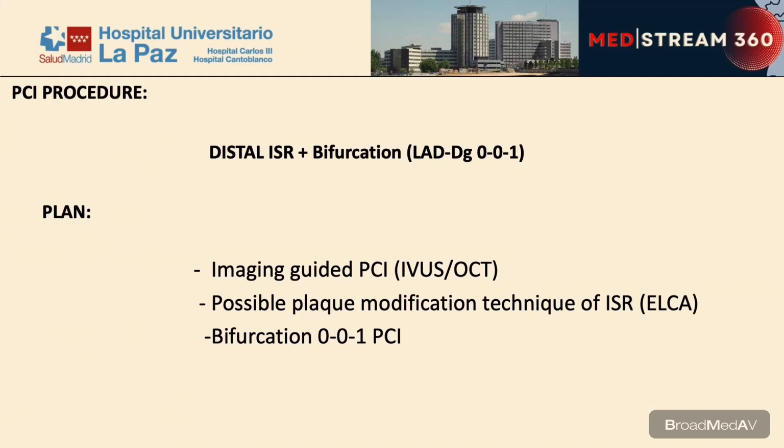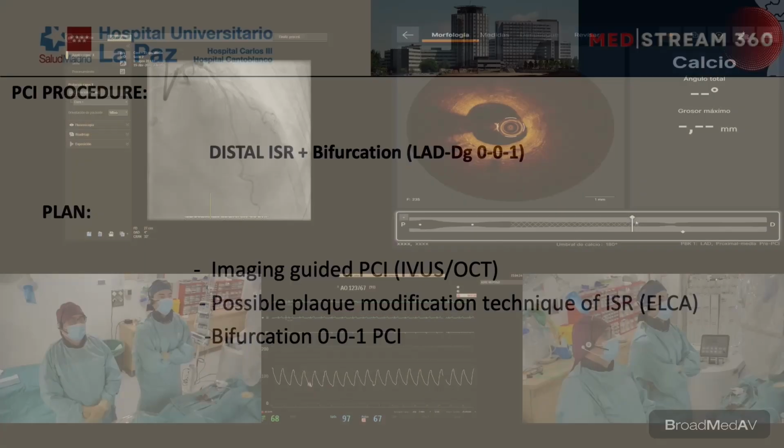We have distal in-stent restenosis, and also we have a bifurcation, in this case LAD to first diagonal branch, a side branch lesion. So the plan is to do imaging-guided PCI, possible plaque modification technique according to the result of the OCT. We have to discuss the technique on the bifurcation. And now I give the word to Alfonso.